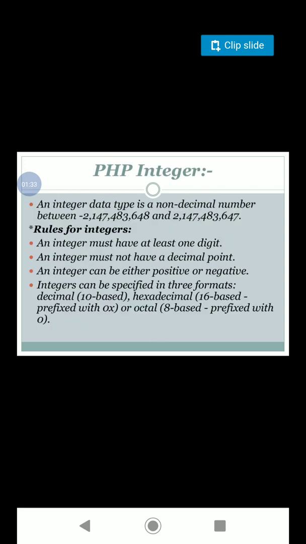What is a PHP integer? It is normally a non-decimal number in the range minus 2 to the power of 31 to 2 to the power of 31 minus 1. Also we are aware of the rules of the integer: it should not have a decimal point, it should have at least one digit, it can be either positive or negative, and it can be specified in three formats, that is octal, decimal and hexadecimal.